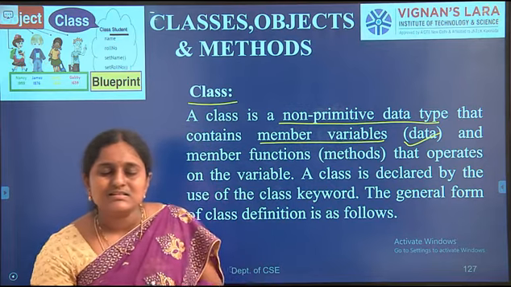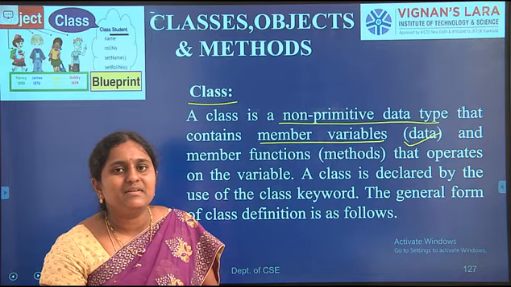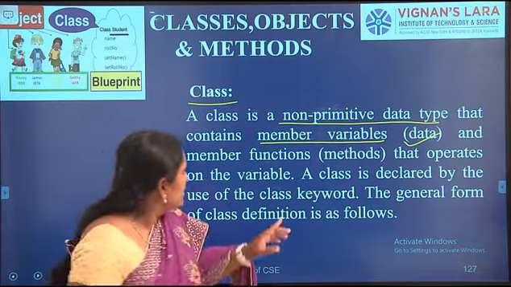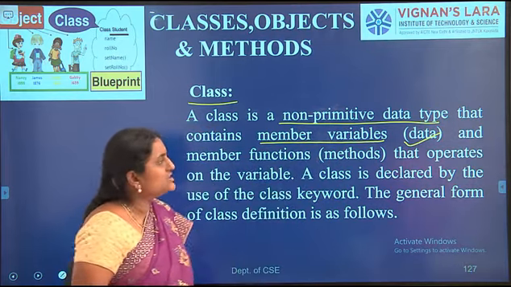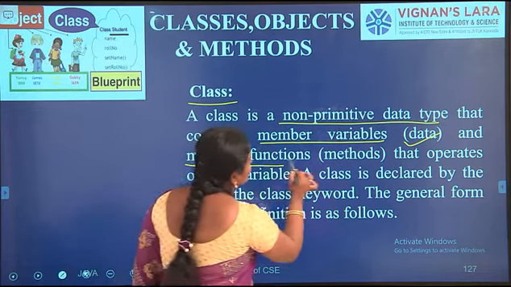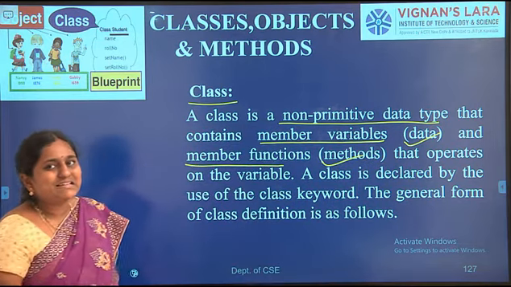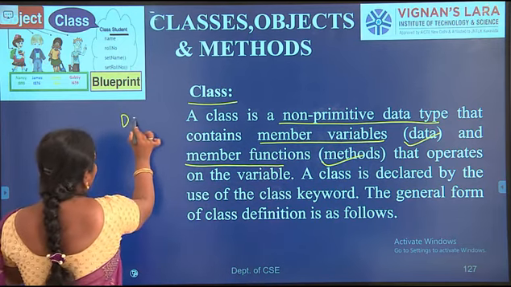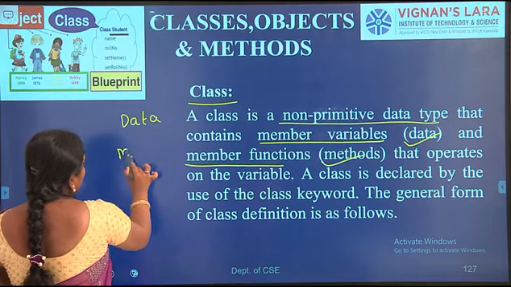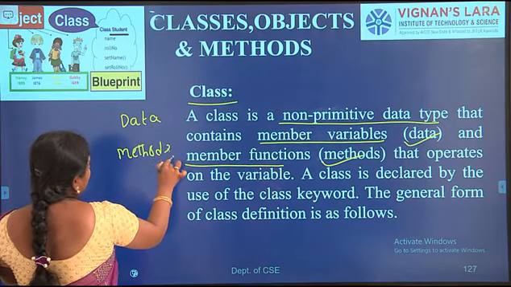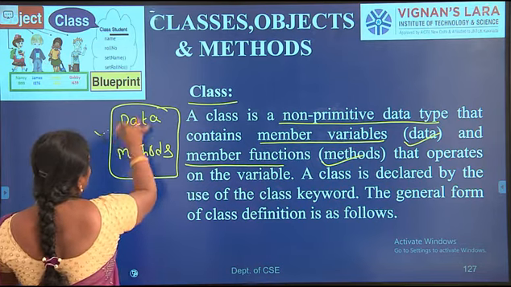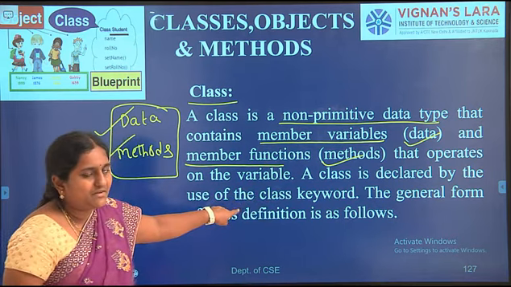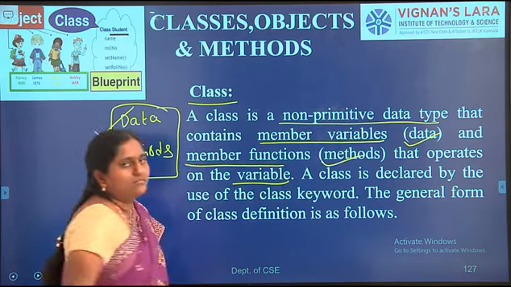So class contains data and methods. Simply we can say class is a structure representing data and its related functions. Here it contains member variables, data, and member functions. Member functions means methods. Simply, class contains data and methods. Class contains two parts. First one is data, second one is methods, that operate on the variable or on the data.